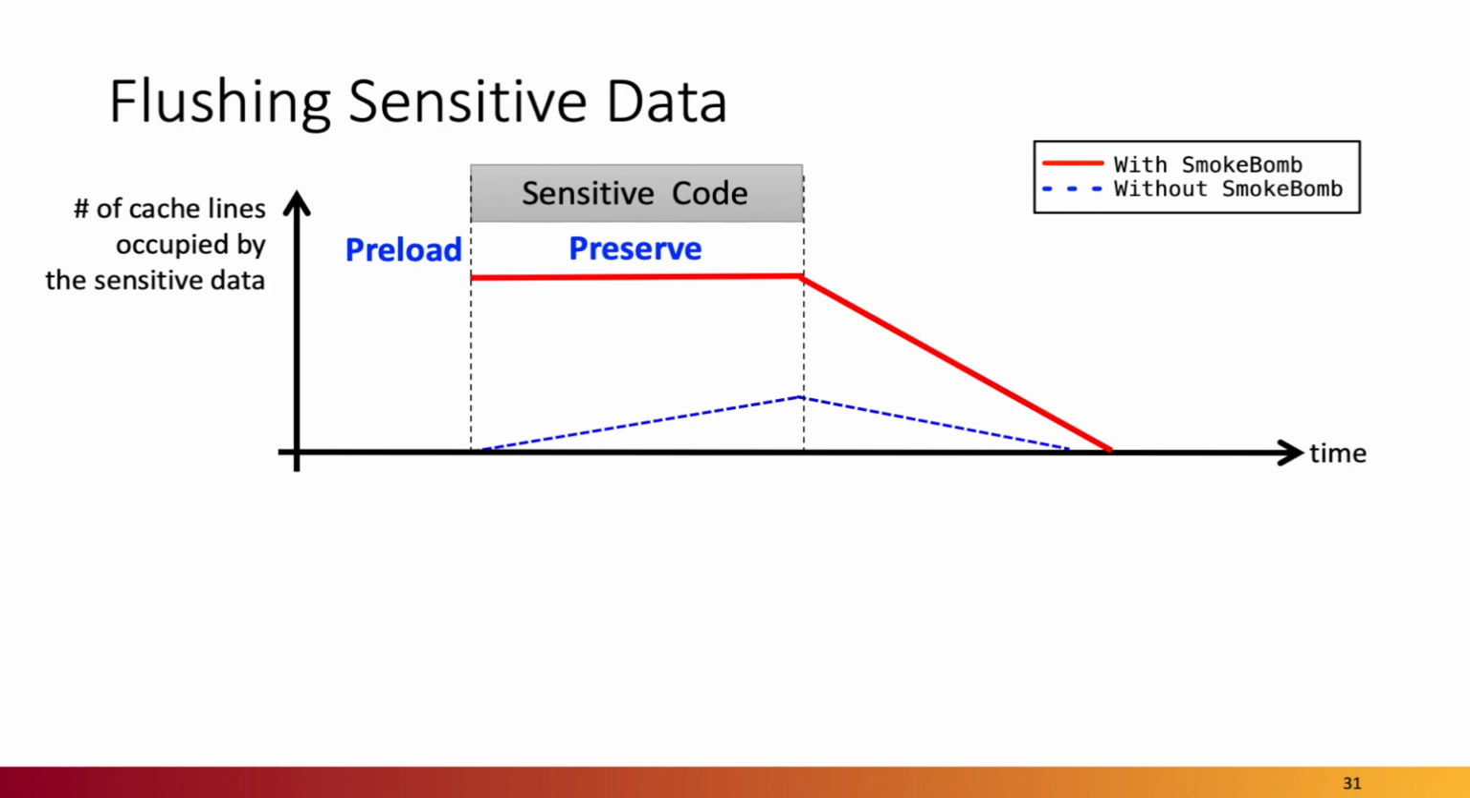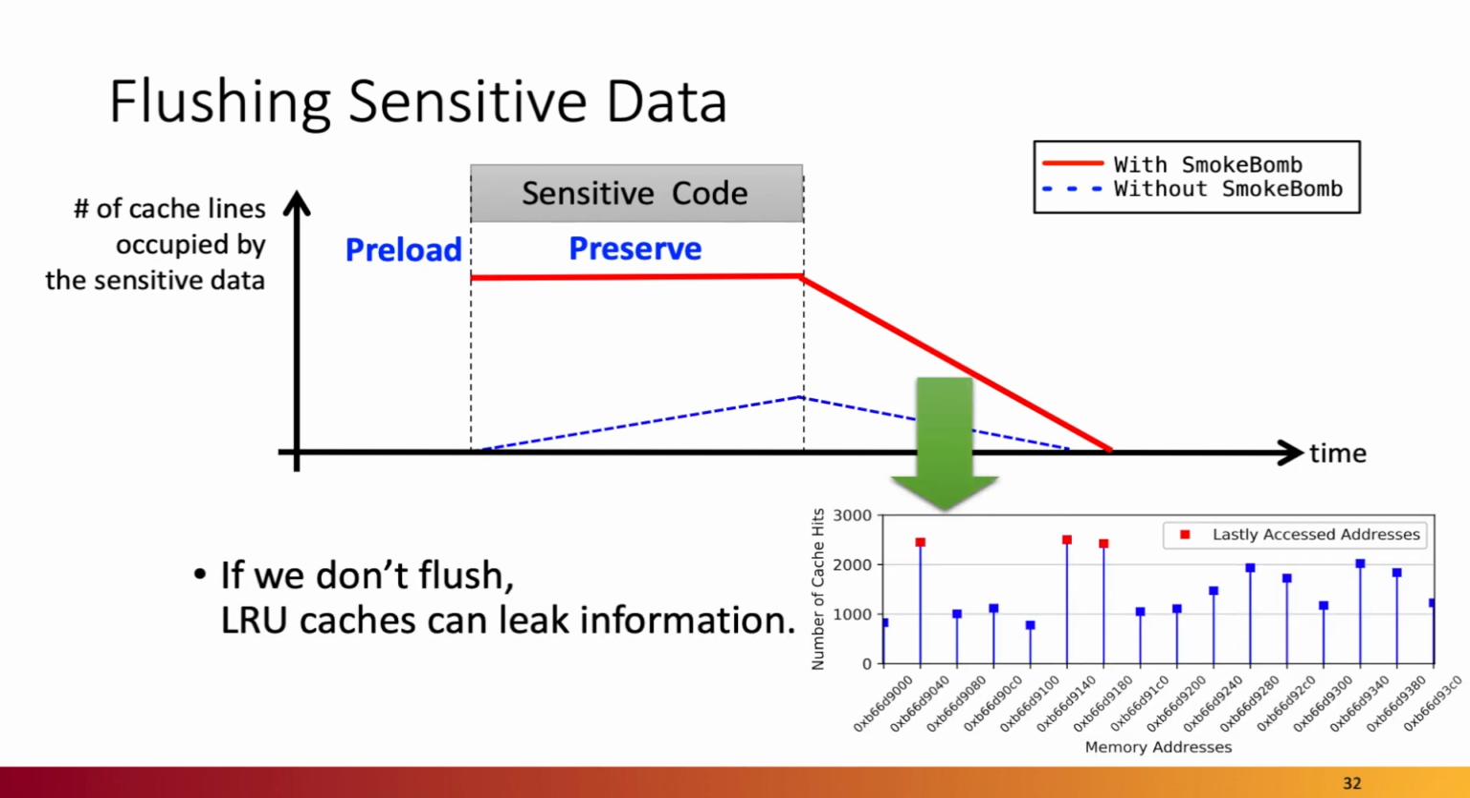Lastly, we need to flush out the sensitive data from the cache. Even though it seems safe to leave sensitive data in the cache after the sensitive code terminates, we found that not flushing the sensitive data can cause information leaks, especially in the shared caches.